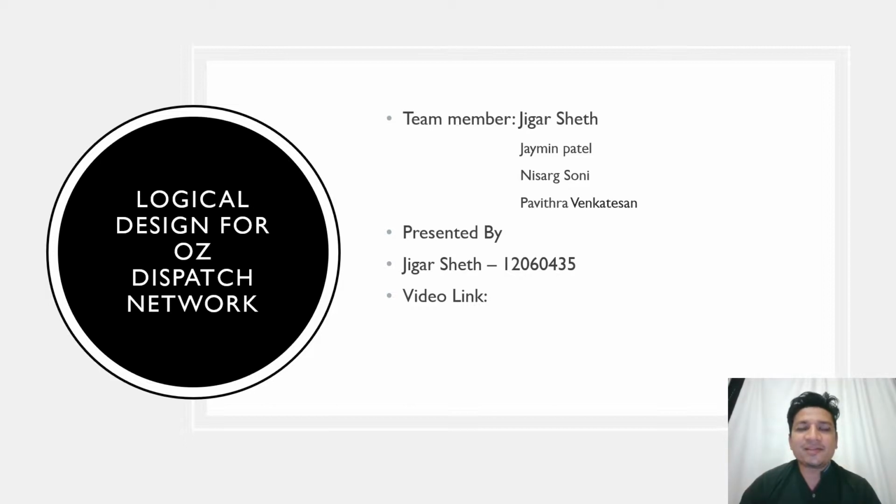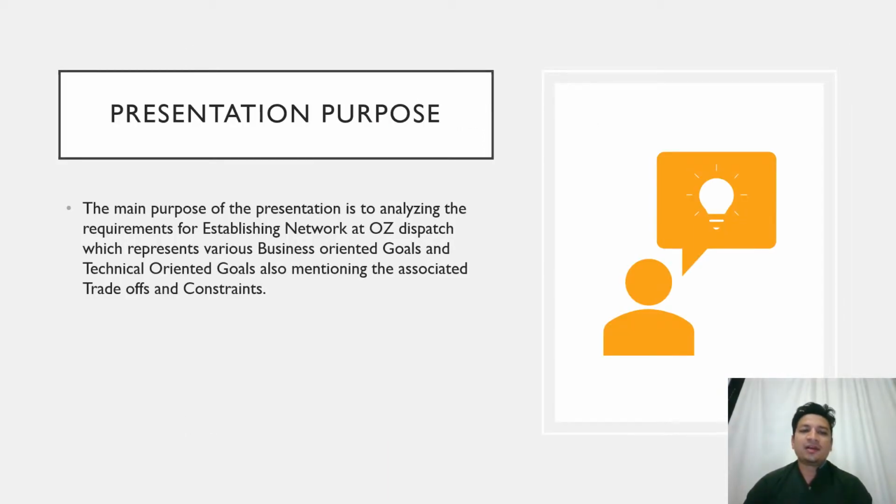Here are my teammates Jaimin Patel, Pavitra, and Nisarg Soni. Jaimin will describe the security mechanism, Nisarg will present the logical design, and Pavitra will present the user community and network users. On top of that, my part is to describe the business goals, technical goals, trade-offs, and some constraints. And what is the main purpose of the presentation?